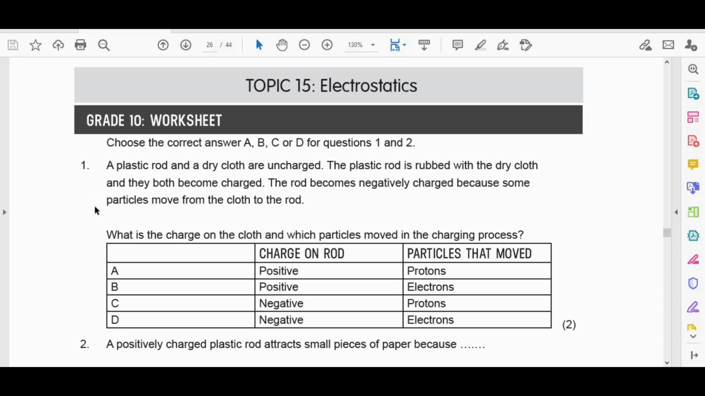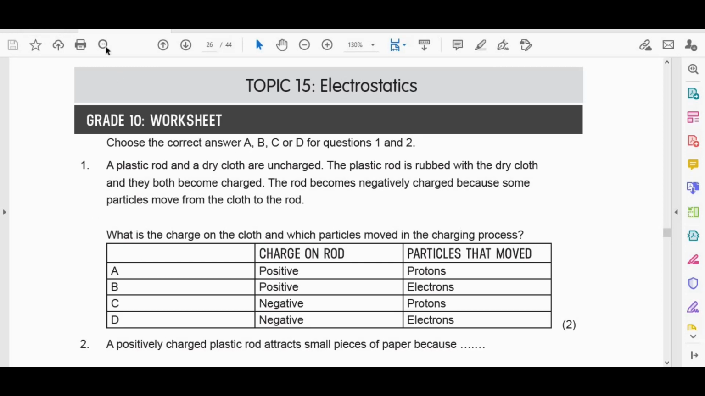What is the charge on the cloth and which particles moved in the charging process? So we've got A: positive, and B also positive, but A is the charge on the rod was positive and the particles that moved were the protons. B: the charge on the rod was also positive, and the particles that moved were electrons. C: the charge on the rod was negative and the particles that moved were the protons. And D: the charge on the rod was negative and the particles that moved were the electrons.